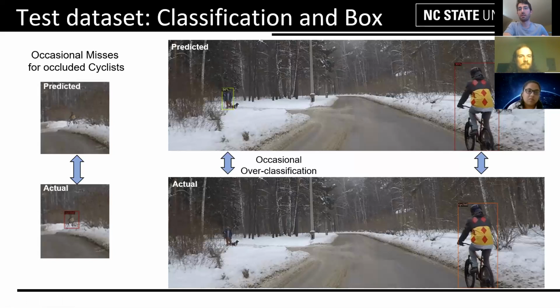In general, we found about 90% accuracy on all the classifications. But as in all testing sets, it can't find all of them.